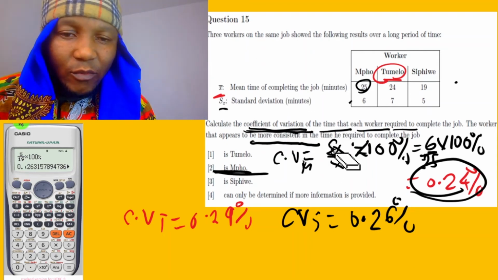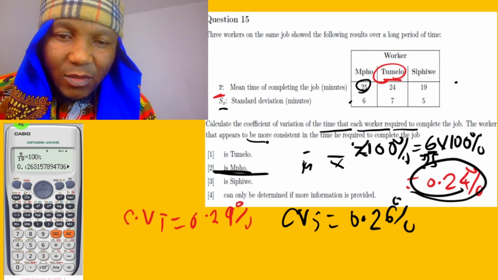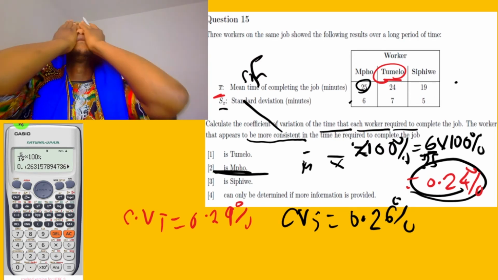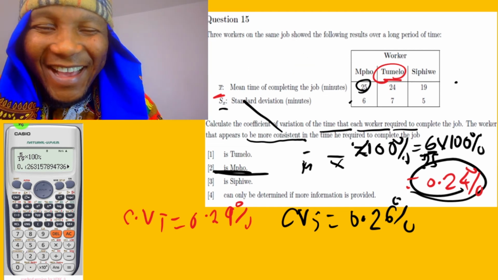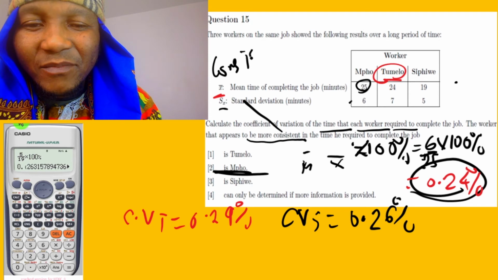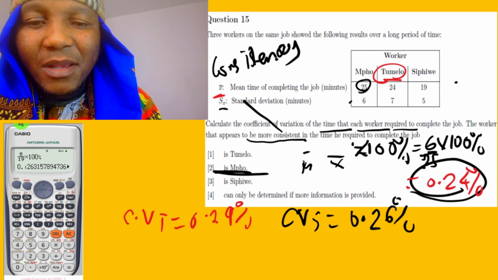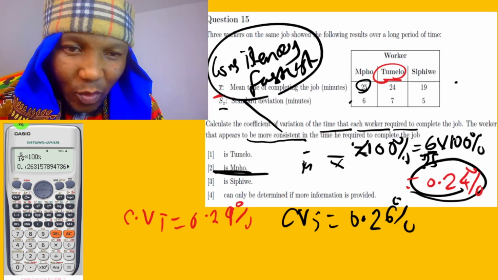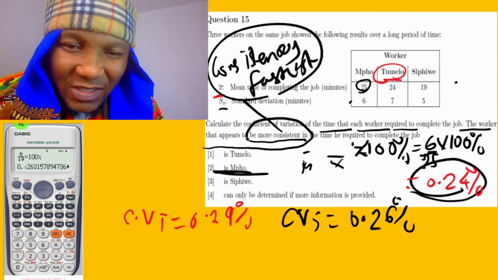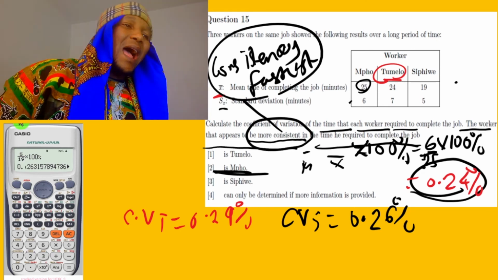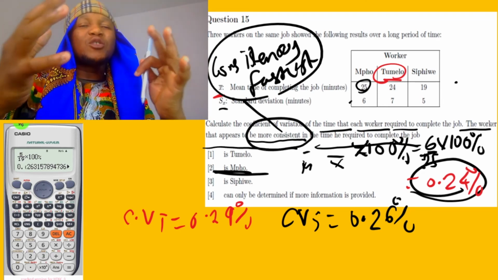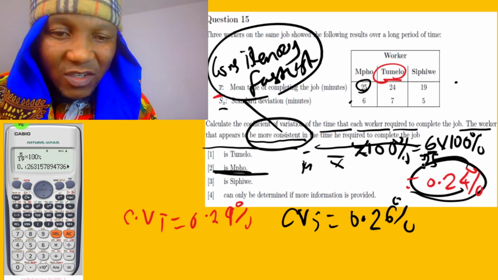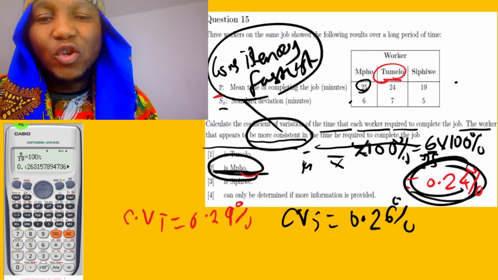So sometimes they say consistent, sometimes they say fastest. What you do is take the smallest one. The worker that appears to be more consistent to complete the job: compare all of those coefficients of variation and take the smallest one. That's your answer. The consistency in this case is 0.24%, which is Mpo. So our answer is Mpo.